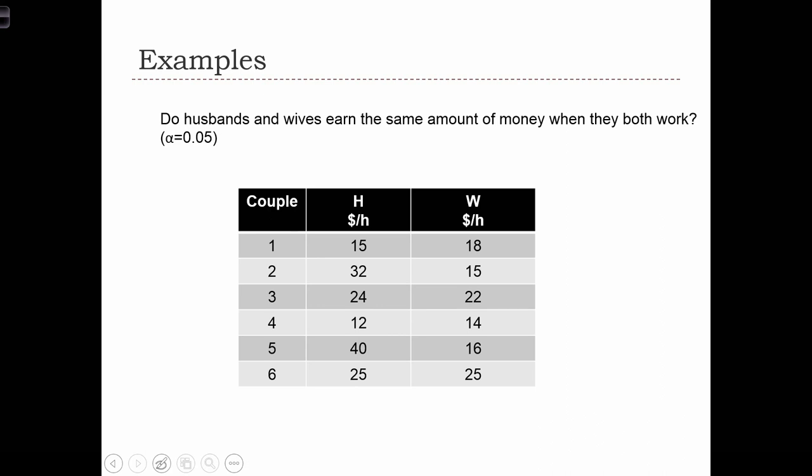Here's another example, very similar to the first one. Do husbands and wives earn the same amount of money when they both work? Here's the data table. We've got six couples where both the husbands and the wives work, and in the data table we have the hourly wages of the husbands in H and the wives in W.